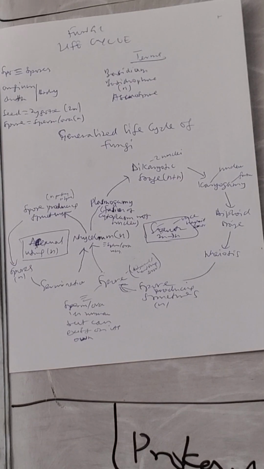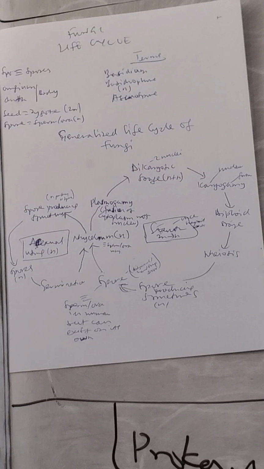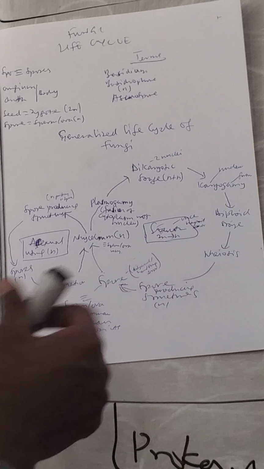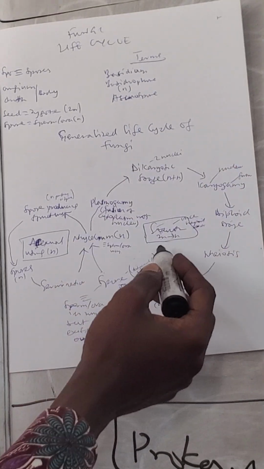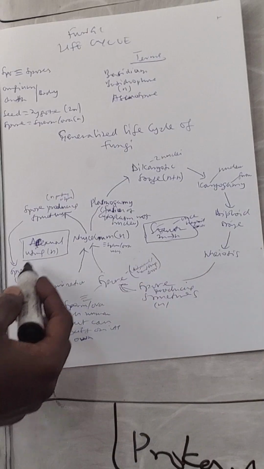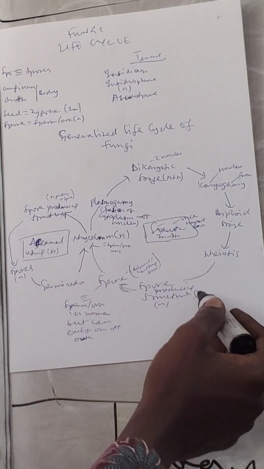All right, so let's look at this one. Now, this is the life cycle of the fungi, a typical one. So here, let's see how the illustration will go. If you look at this part of the life cycle, this is the sexual part, and this is the asexual part. Okay, so the sexual part, let's see how things go.